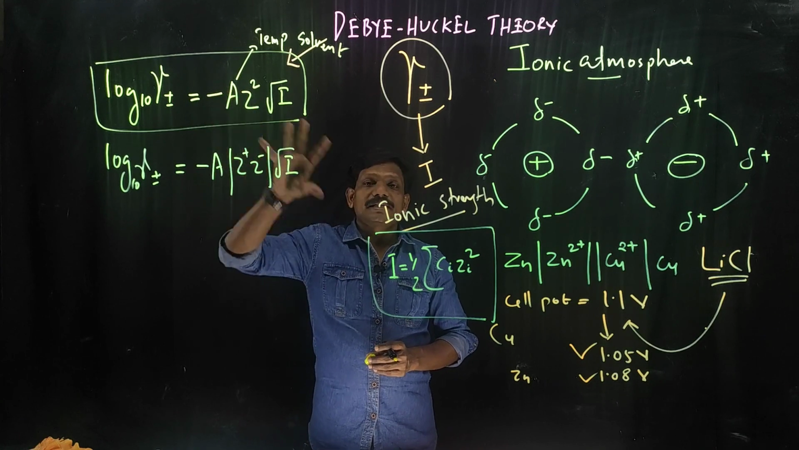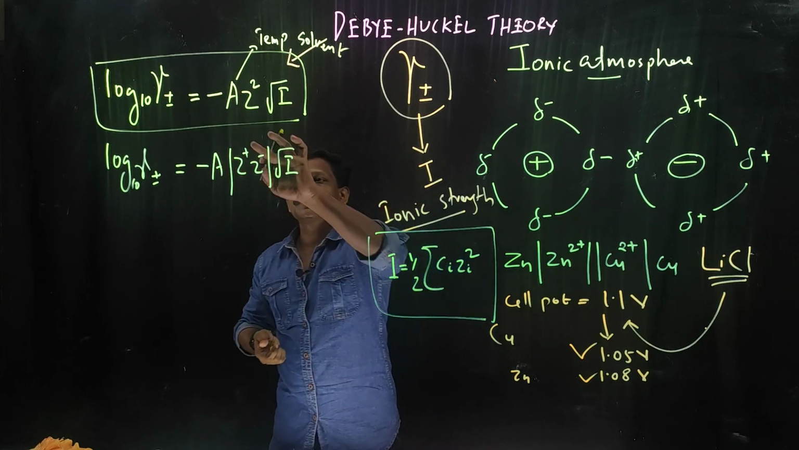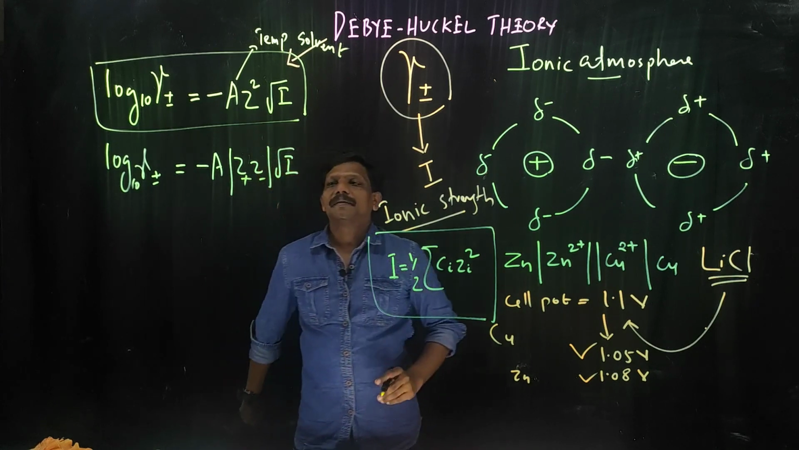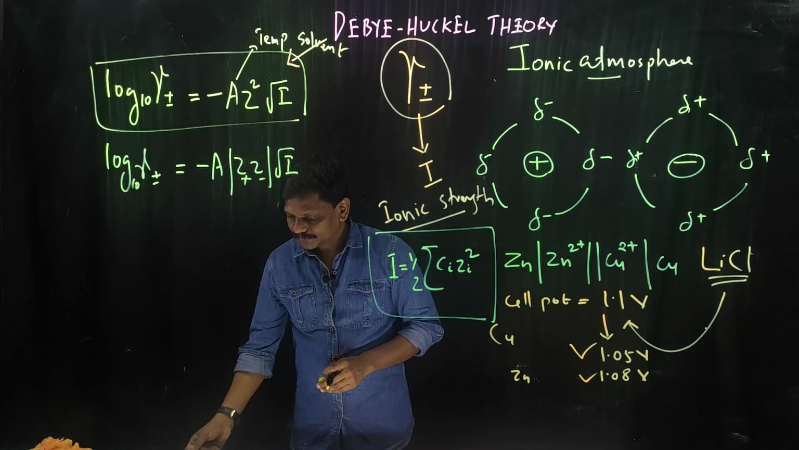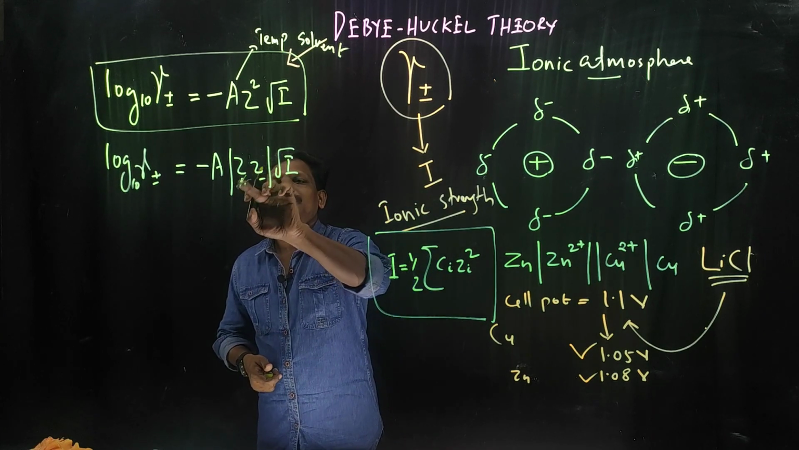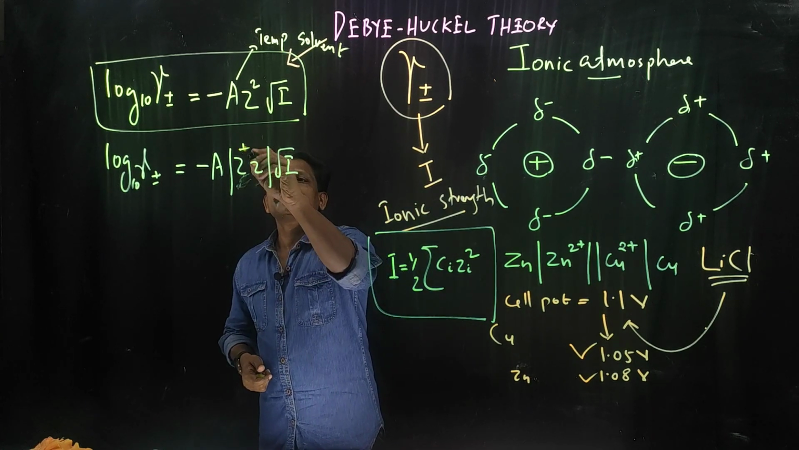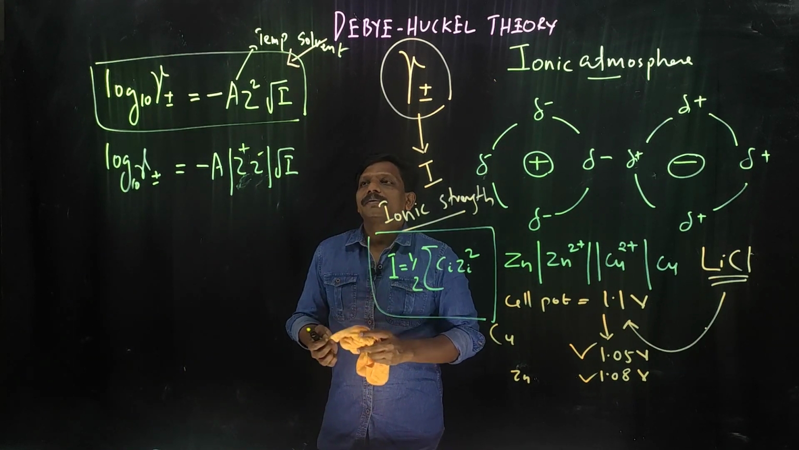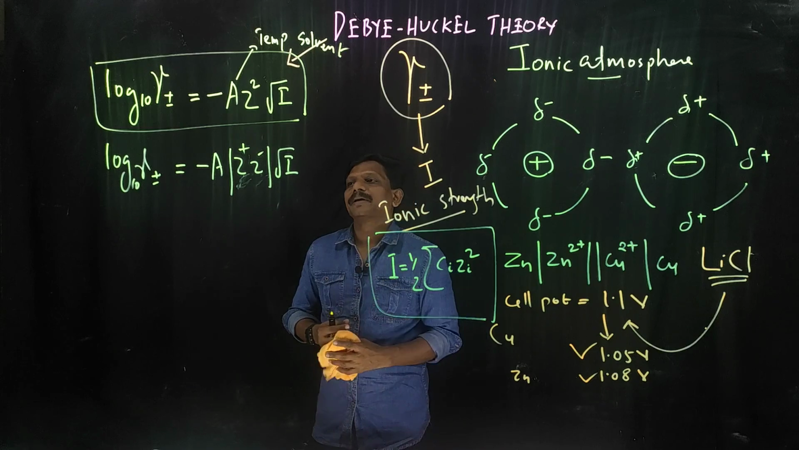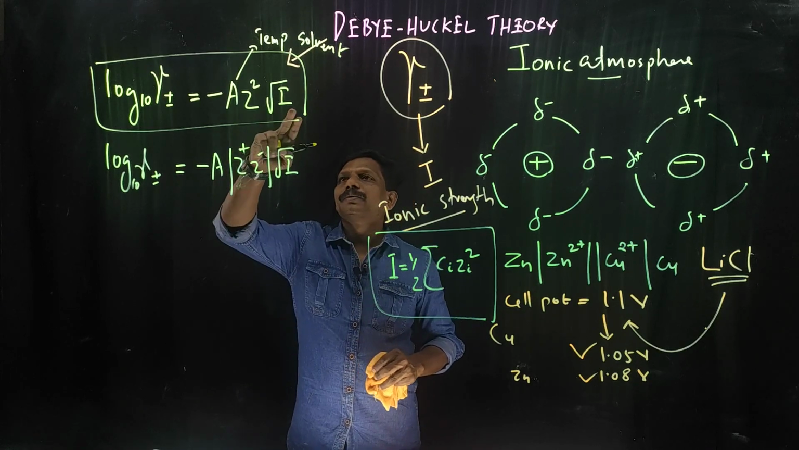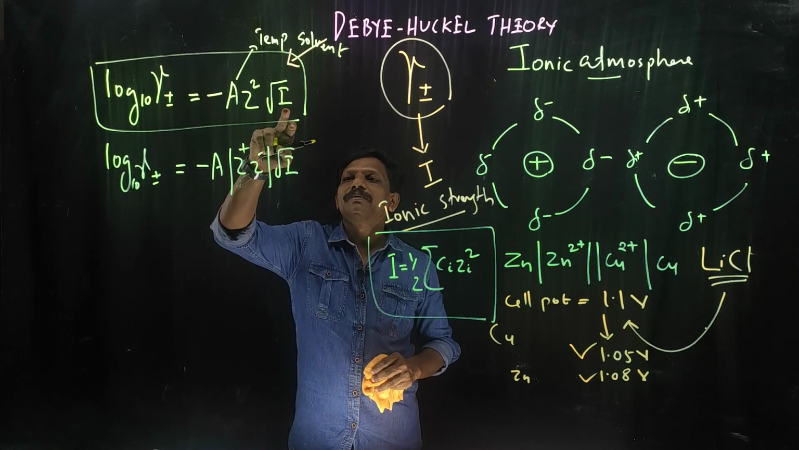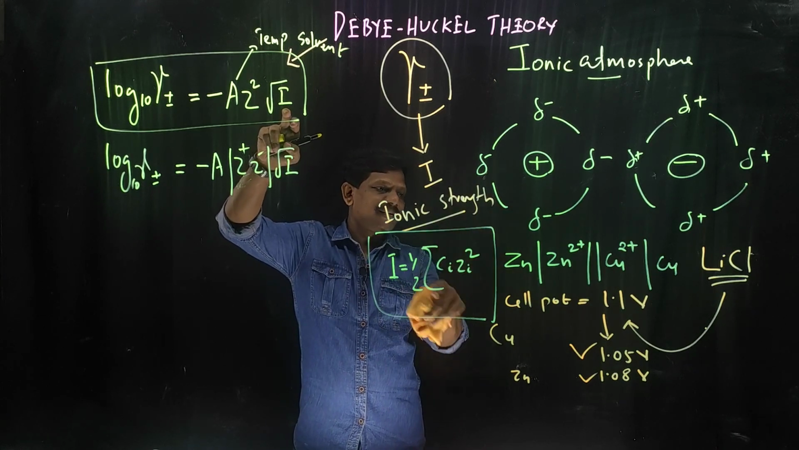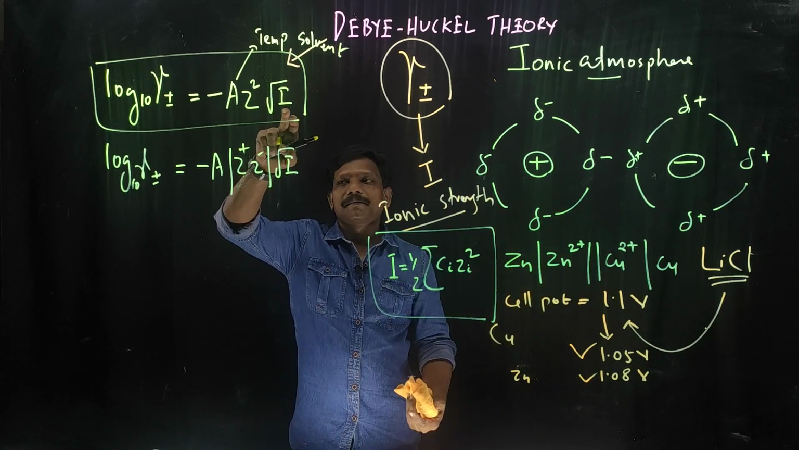So Z is the charge. Sorry, I can write here Z plus. Normally you will write Z plus Z minus. So this is the equation from the Debye Huckel theory. Here you can see the important term called ionic strength. Okay, so ionic strength is needed to explain all these things.